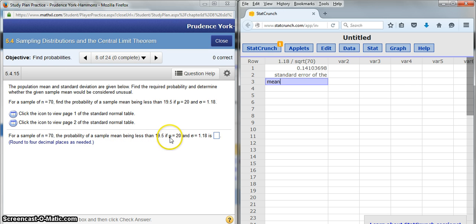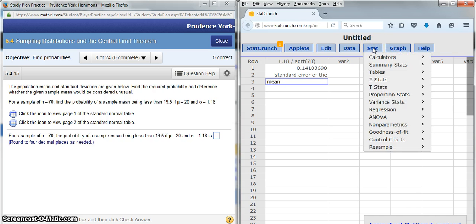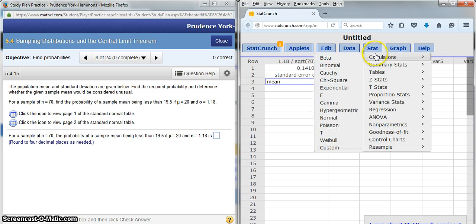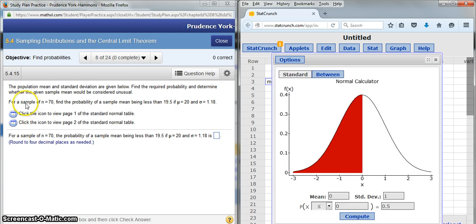Now, if the population mean is 20, then the mean of the sampling distribution is also 20. They'll have the same value. So I go to StatCrunch, Stat, Calculator, and it's still normal. This is still a normal distribution because, by the central limit theorem, if you have a sample size that's greater than 30, the sampling distribution will be a normal distribution.